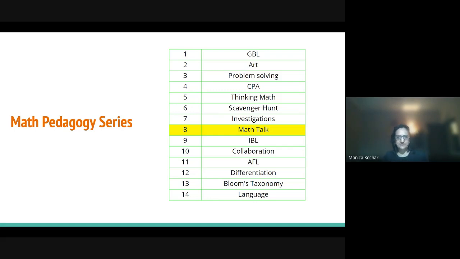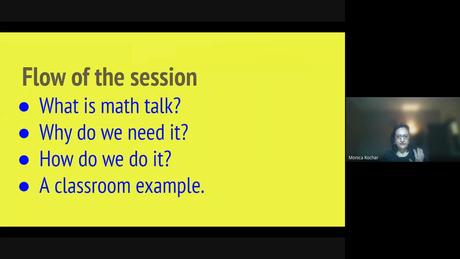So let's start. This is the flow of the current session. What is Math Talk? We've heard it. Even when I go and work with teachers in municipal schools in Delhi, they are talking about Math Talk. Why do we need it? How do we do it? And then examples from the classrooms to show you exactly how it is done.